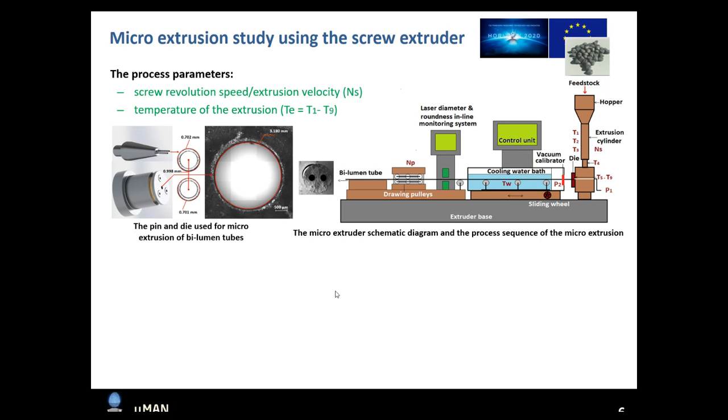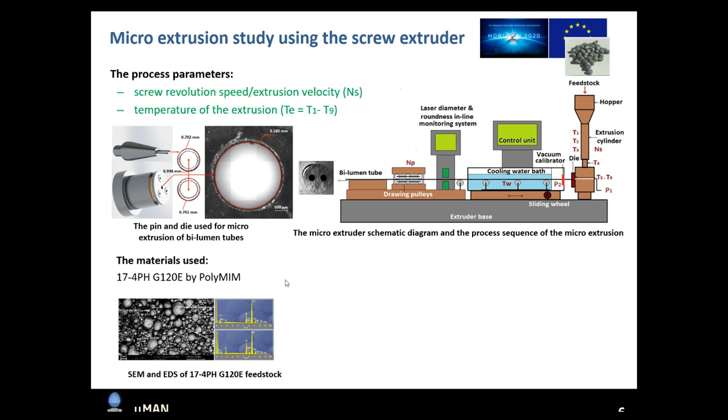The process parameters in case of extrusion of feedstock are screw revolution speed or velocity. The screw will be here. The second one is temperature of extrusion. And we have applied the temperatures here, T1 to T9, which are considered as a single parameter, and which is another extrusion parameter. And this is the die that we use for our extrusion experiment.